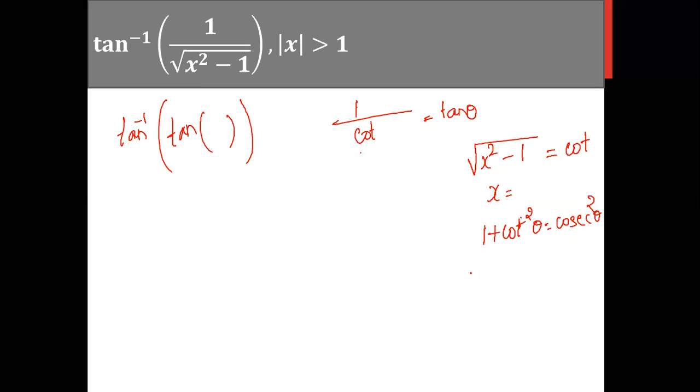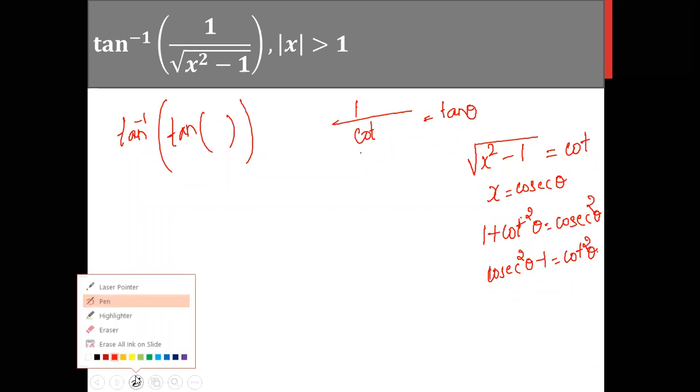1 plus cot square theta is cosecant square theta. So cosecant square theta minus 1 is equal to cot square theta. So my substitution should be x is equal to cosecant theta. Only then do I have a chance of getting tan.